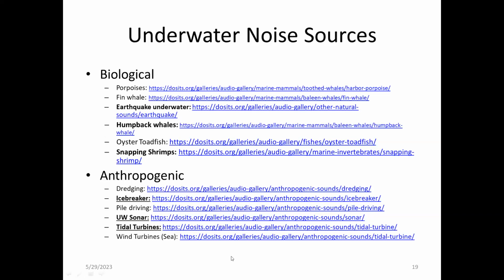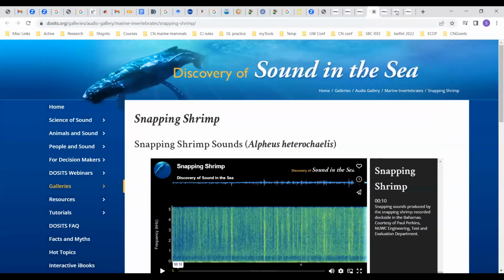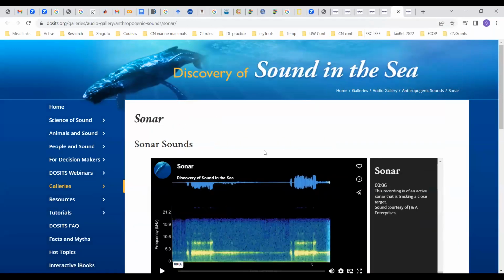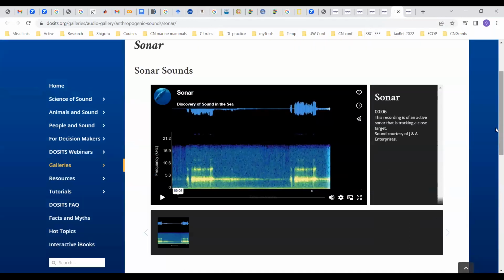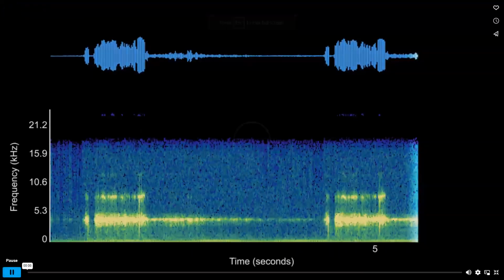Similarly, we can have anthropogenic sources, some noises that are man-made, and let's have one example from the man-made sounds as well. So here is a sonar system that we produce underwater for submarines or ships. So let's listen to this sound.